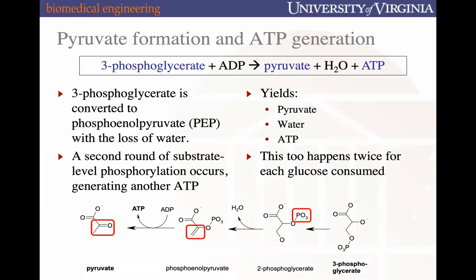So we have 3-phosphoglycerate. There's going to end up being the addition of a phosphate group. And in addition to that, there's going to be a condensation reaction where water is released, creating now this, on the bottom second image from the left, this enol group here. This is now phosphoenolpyruvate.